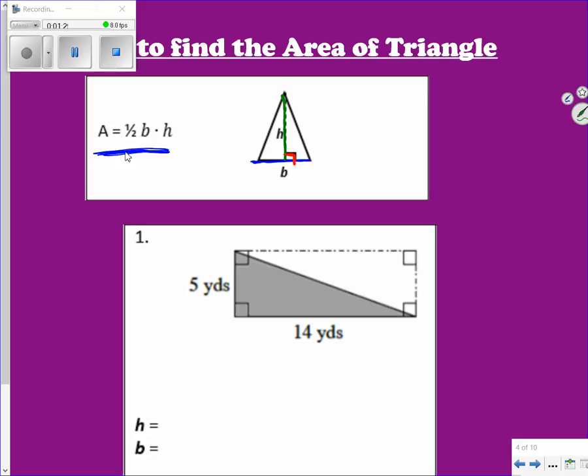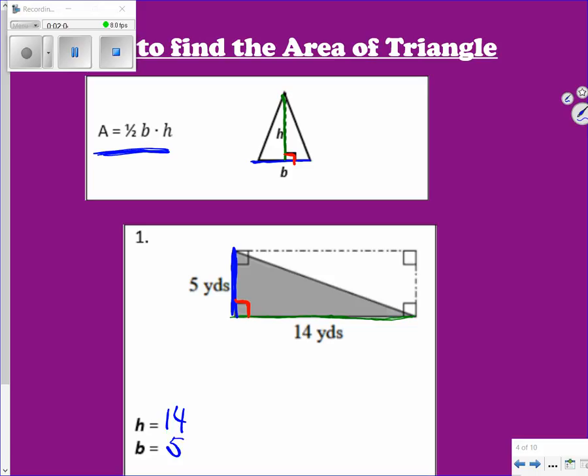So let's take a look at problem 1 here. We have 14 yards here on the bottom, and we have 5 yards here on the side. And then we can see those two lines make a right angle. So we know that the base of this shape must be either 14 or 5, and we know that the height of this shape must be either 14 or 5.